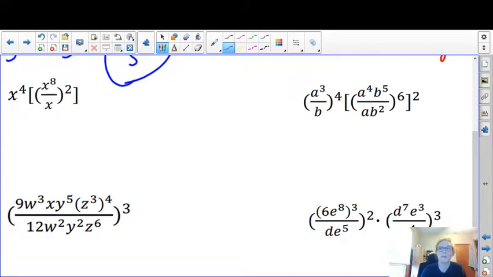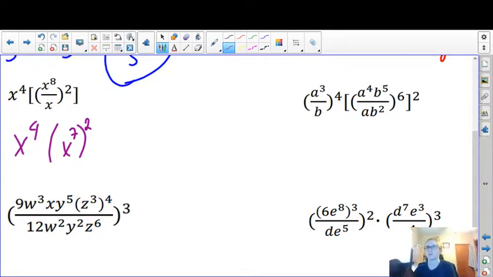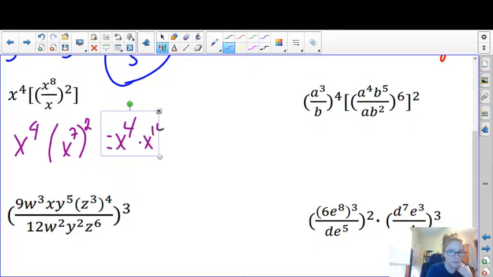Again, I'm going to go ahead and simplify inside my parentheses first. So I have x to the 4th times 8 minus 1 is 7, and then squared. So then I have x to the 4th times x to the 14th, which gives me x to the 18th.